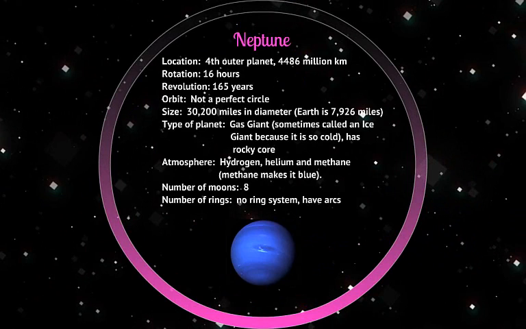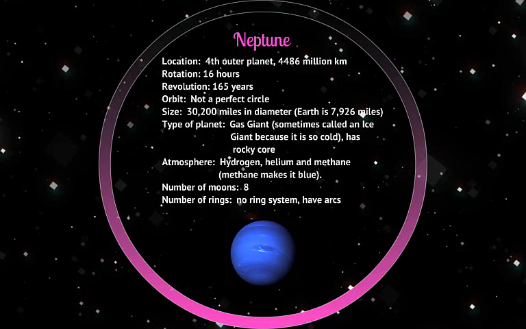Neptune is the 4th outer planet, 4,486 million kilometers. Neptune's rotation is 16 hours. Its revolution is 165 years. Not a perfect circle for its orbit. It's 30,200 miles in diameter. It is also a gas giant, but again, sometimes called an ice giant because it's so cold.